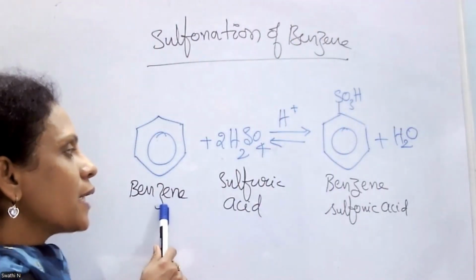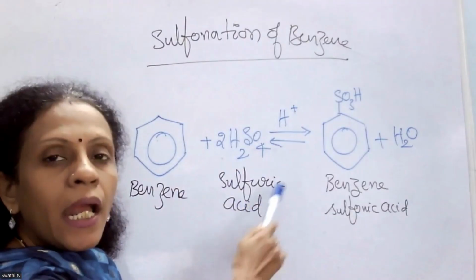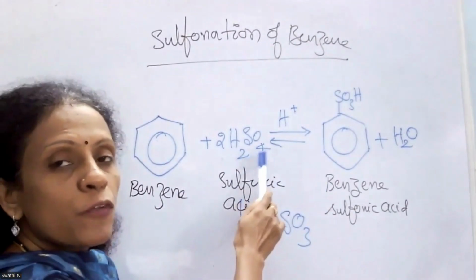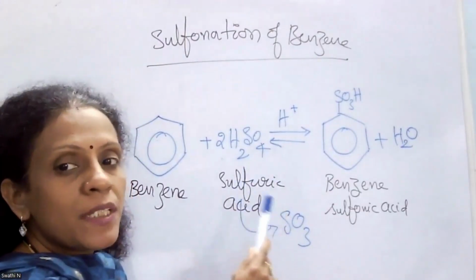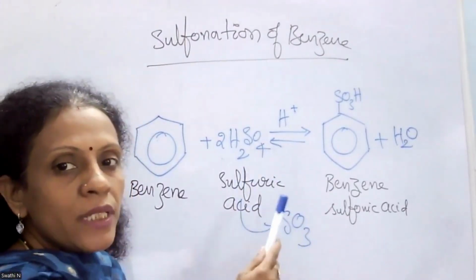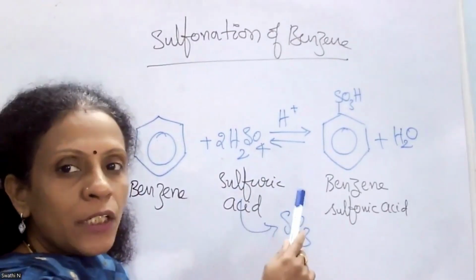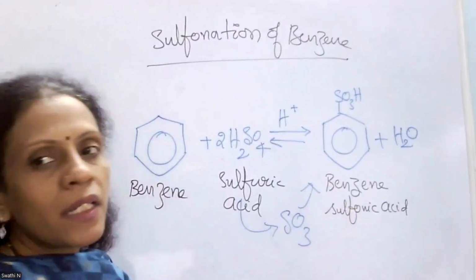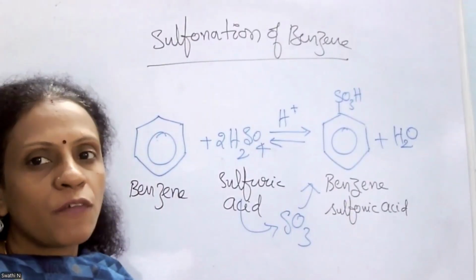So here benzene reacts with concentrated sulfuric acid and it gives benzene sulfonic acid as the product. Upon reaction of 2 moles of sulfuric acid, there will be generation of sulfur trioxide. So this sulfur trioxide will act as the electrophile and it will attack the benzene ring system. And thus it finally results in the formation of benzene sulfonic acid.